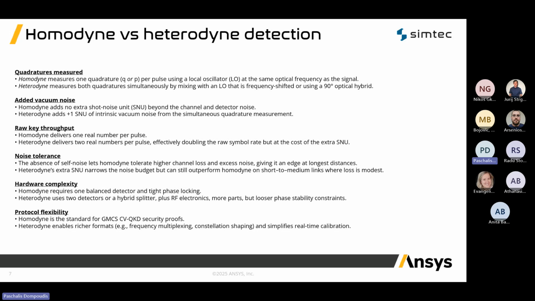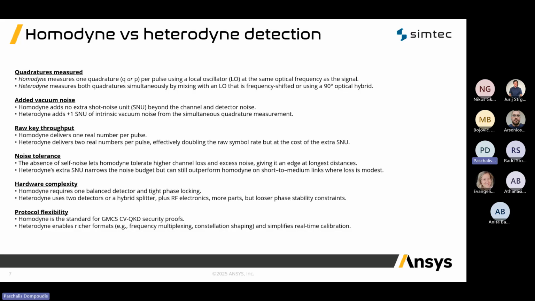Now, at the heart of any continuous variable QKD is the choice of homodyne or heterodyne detection. Homodyne detection is simpler in concept. You tune a local oscillator to match the signal's optical frequency and measure just one quadrature each time, so either Q or P. This method adds no extra noise beyond what's in the channel or your detector.